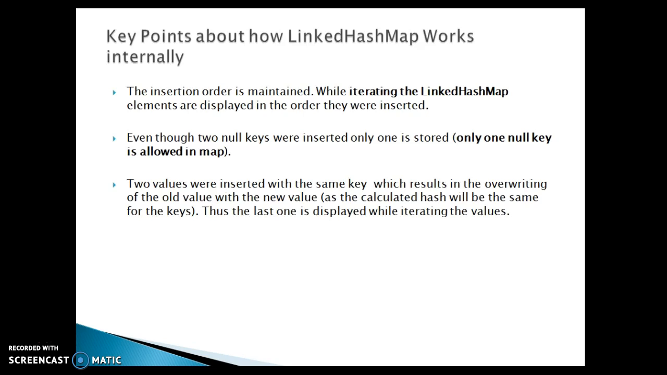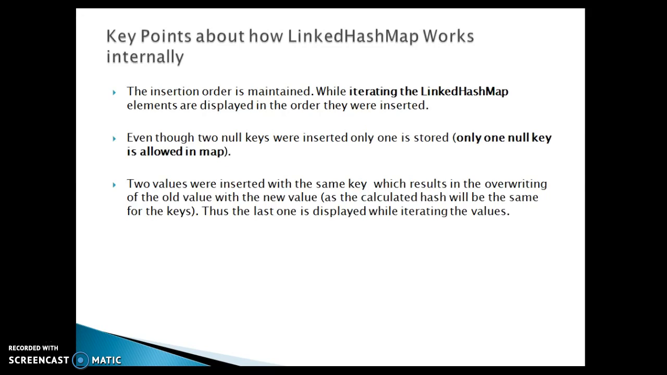Now even though two null keys were inserted, only one is stored, right? Only one null key is allowed in the map, and this is a very similar feature to hash map. In hash map also, you can insert only one key as null. If you try to insert more than one element with a null key, then the previous value will be overridden by the last entry, right?